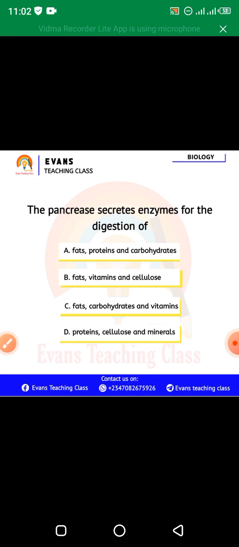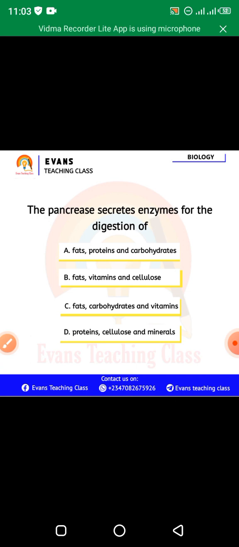So let me mention those enzymes again. The pancreas secretes 3 enzymes. The first enzyme is pancreatic lipase. The second enzyme is amylase. The third enzyme is trypsin.